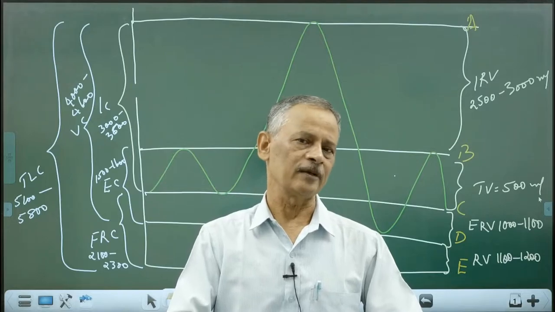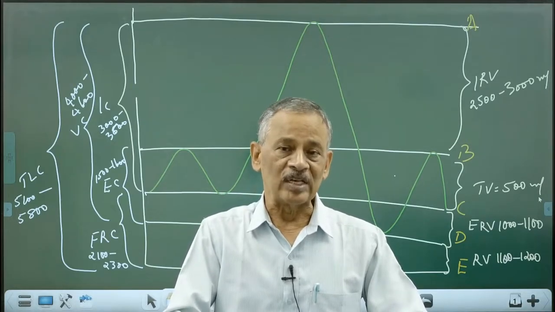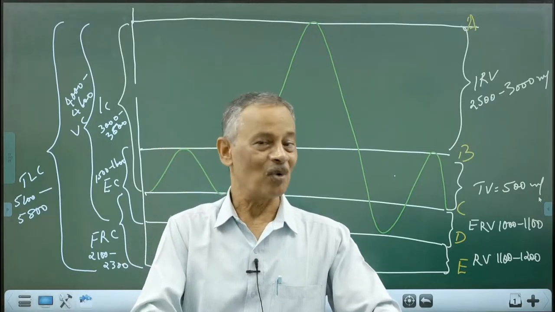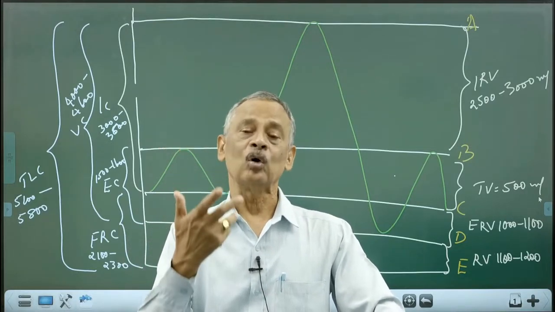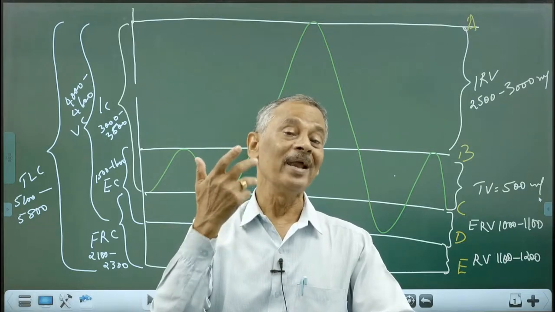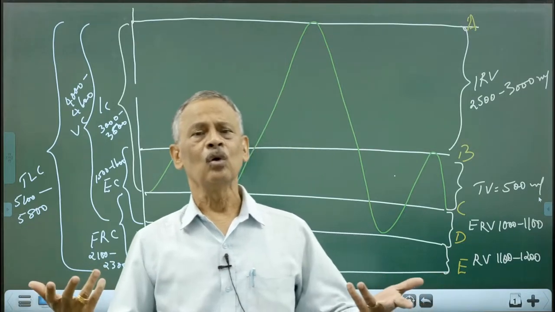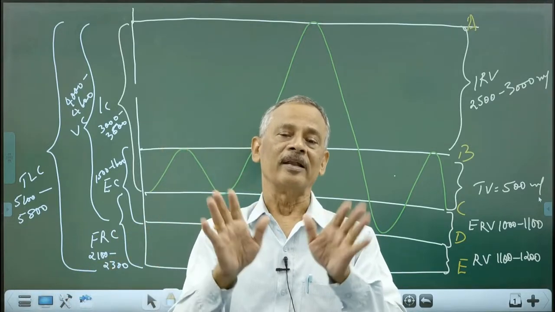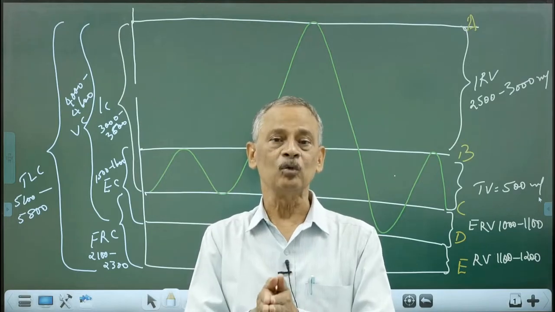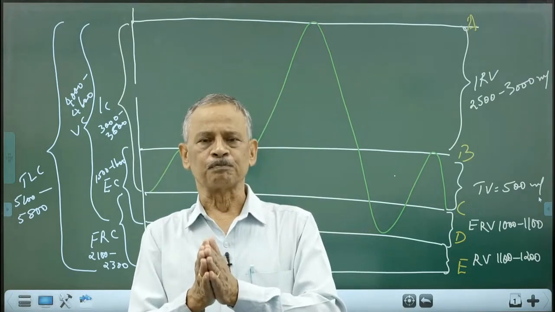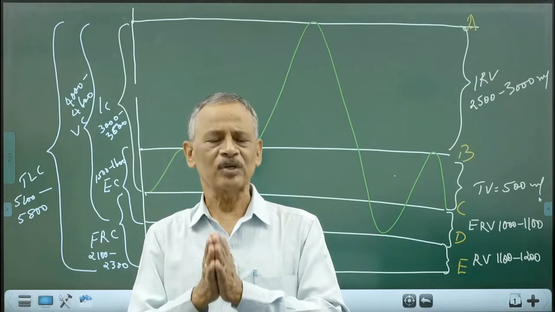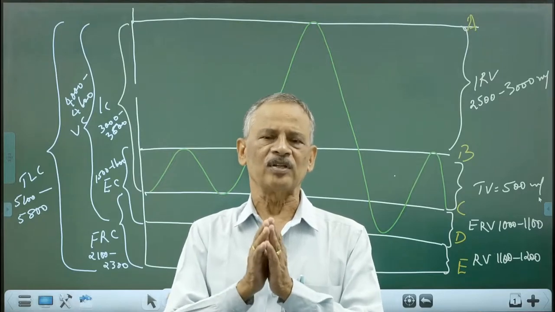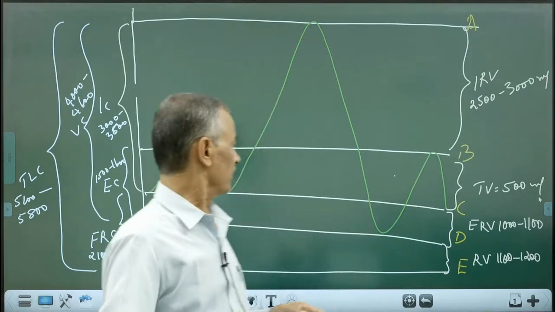So understand that we are all continuously requiring energy. Even when you are sleeping, our body activities are going on. So energy is to be made available continuously, so oxygen should also be available continuously. So we have to take that oxygen to the tissues. It's a complicated process involving a number of steps. This is what we are now going to study.